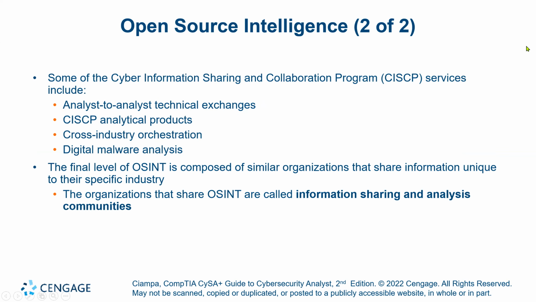Some of the Cyber Information Sharing and Collaboration Program, or CISCP, services include analyst-to-analyst technical exchanges, CISCP analytical products, cross-industry orchestration, and digital malware analysis. The final level of OSINT is composed of similar organizations sharing information unique to their specific industry. The organizations that share OSINT are called information sharing and analysis communities.